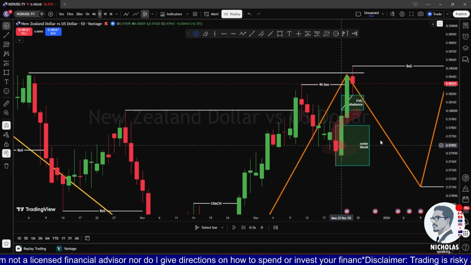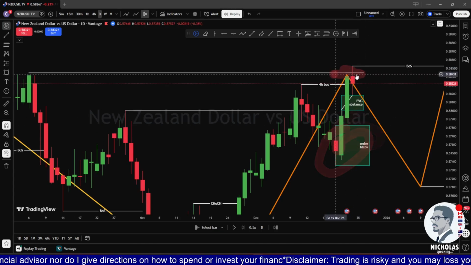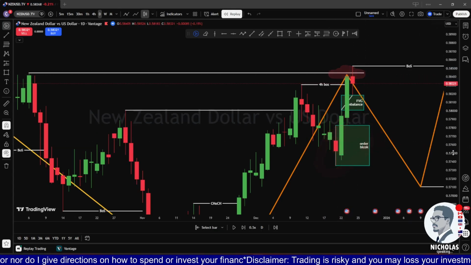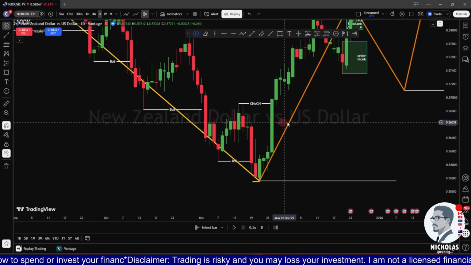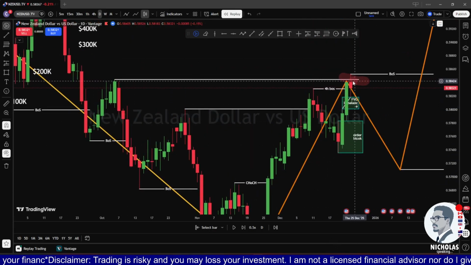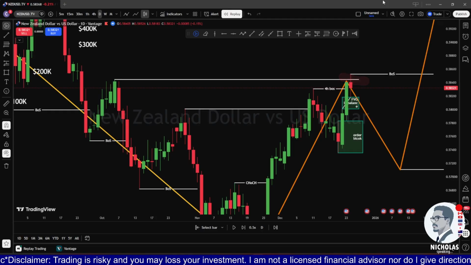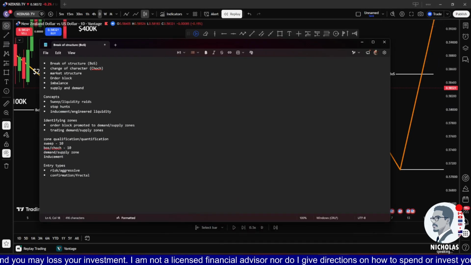Over here we do not have a daily demand zone because price did not close above. Don't forget, that is a critical validation point that you need to always pay attention to. If price does not create that break of structure in that same time frame, that zone is not yet a demand or supply zone. That order block is not promoted. Now let's move on to the next thing.